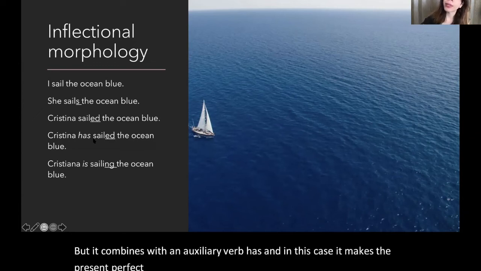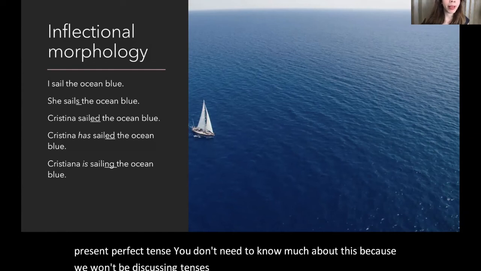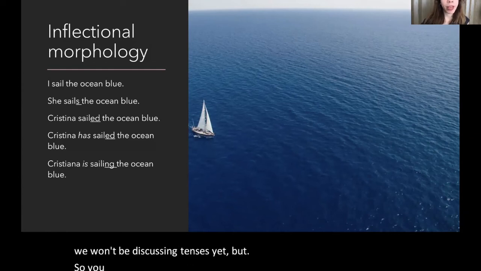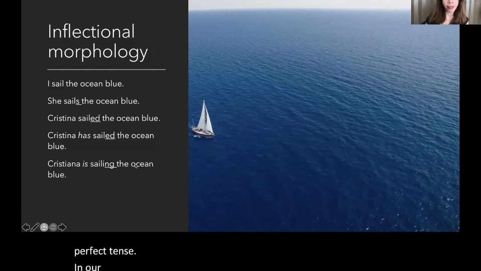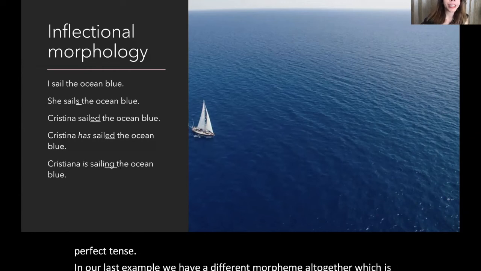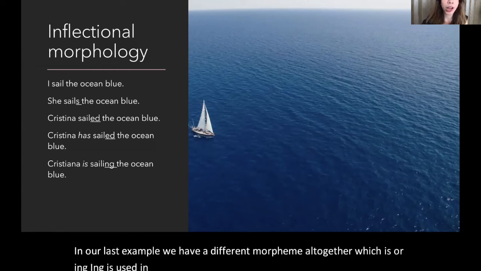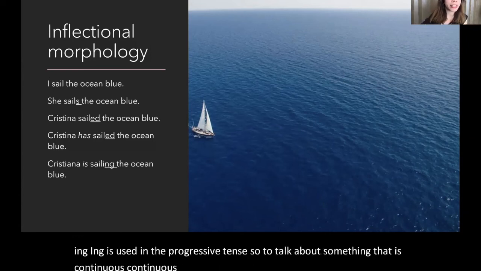You don't need to know much about this because we won't be discussing tenses yet, but so you can see that the morpheme -ed can be used to communicate simple past, but it can also be used in other tenses like the perfect tense. In our last example, we have a different morpheme altogether, which is -ing. -Ing is used in the progressive tense, so to talk about something that is continuous or ongoing. So Christina is sailing the ocean blue.